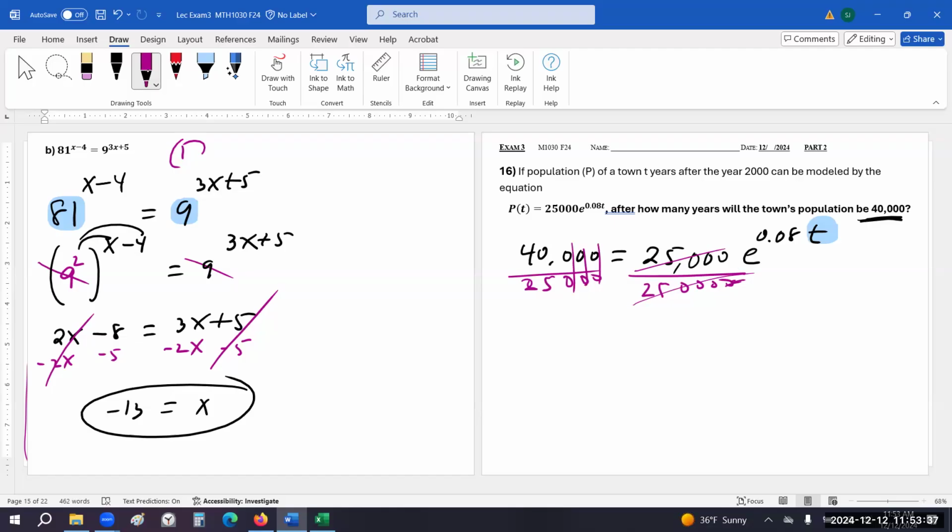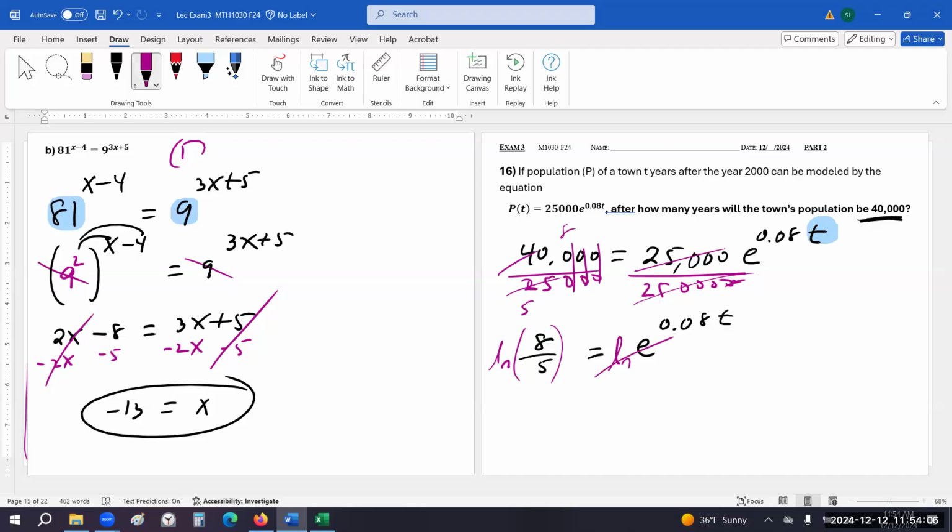If you want, you can simplify here. It will be 8 over 5. You don't have to, but if you want. So e to the 0.080t. And now our exponential term is alone. So we ask ln to come. In here log doesn't work because the opposite of e is not log, the opposite of e is ln.